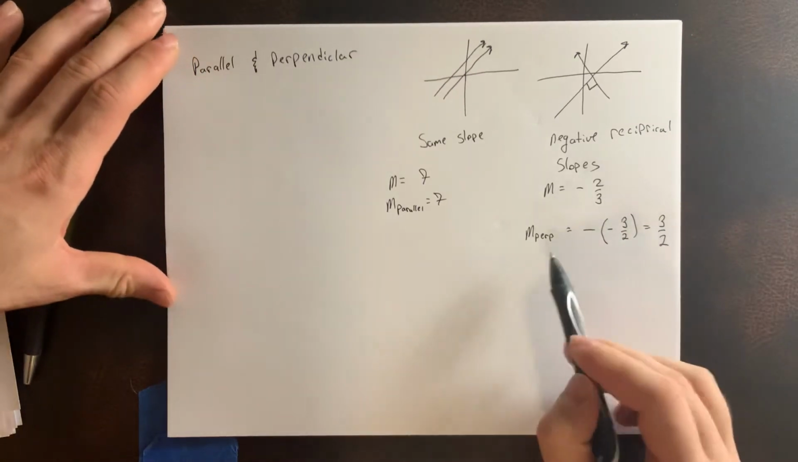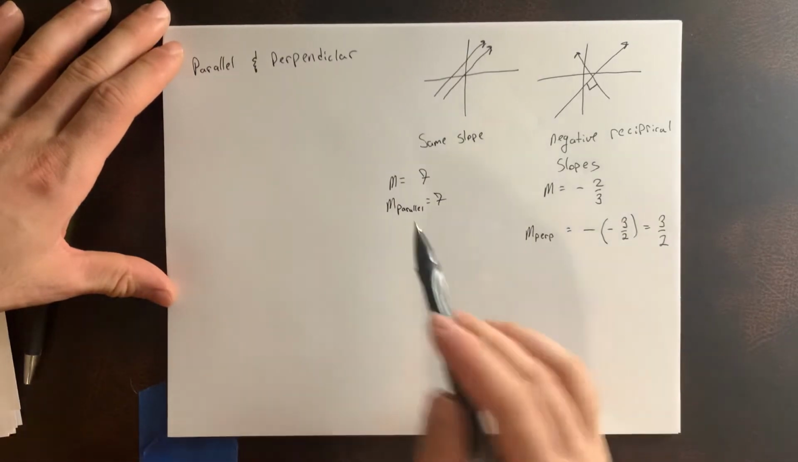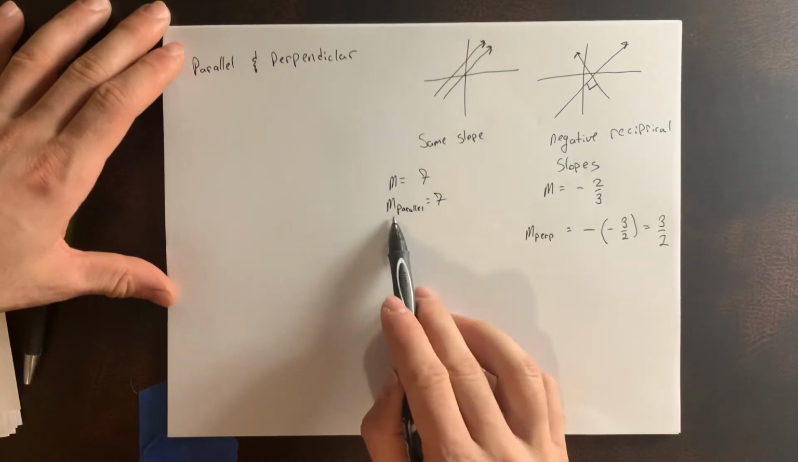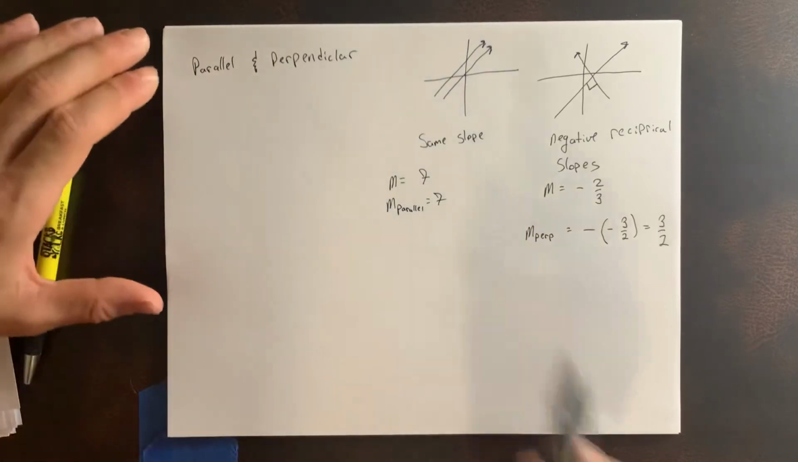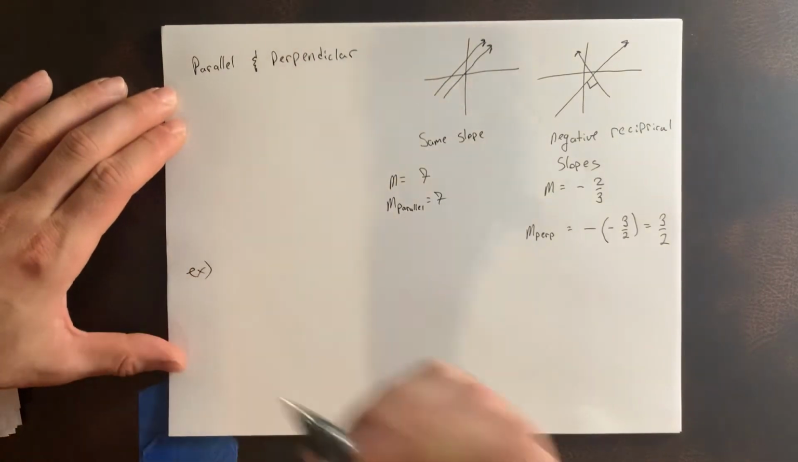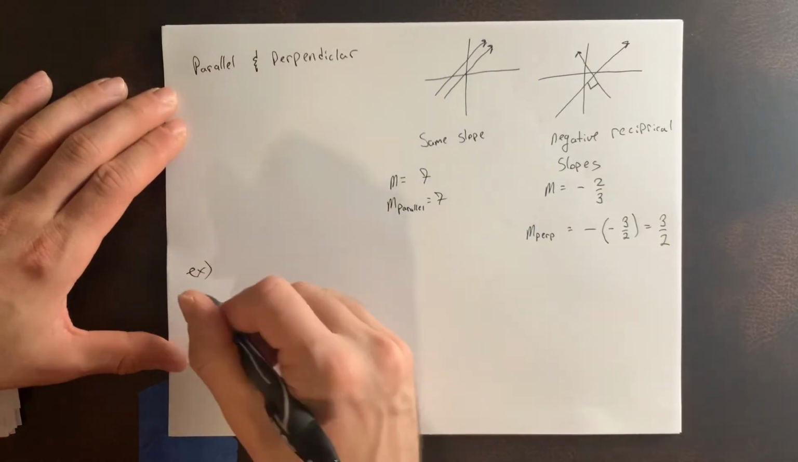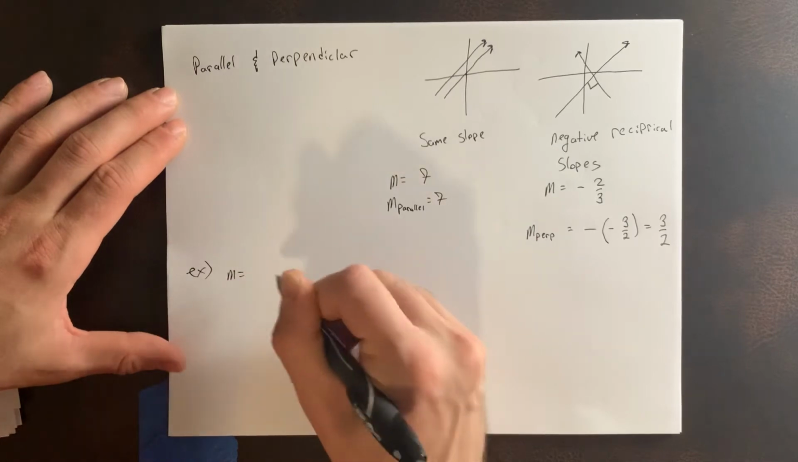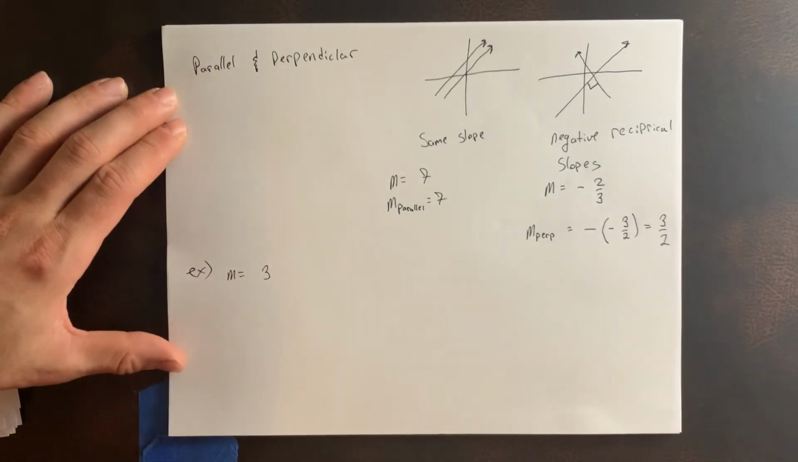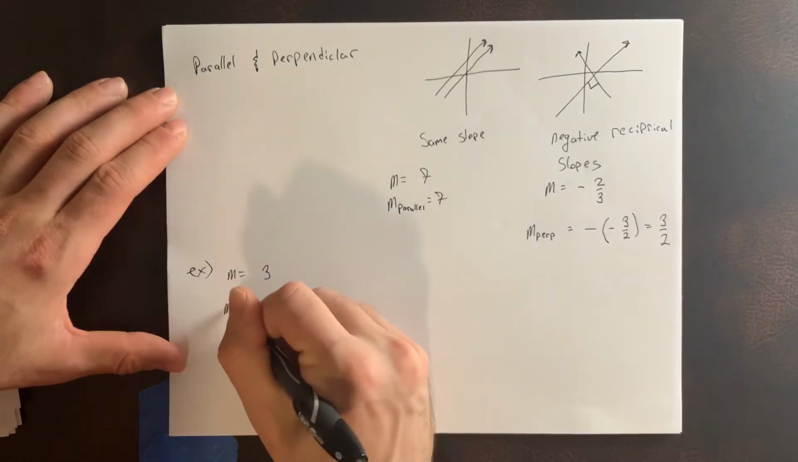So let's do a couple more examples just for perpendicular. The parallel one's easy. Parallel means whatever your old slope is, the new slope's going to be exactly the same. Let's do some more. Suppose we have a couple of slopes. Let's start with this one. m is just 3. And we want to find the perpendicular slope.